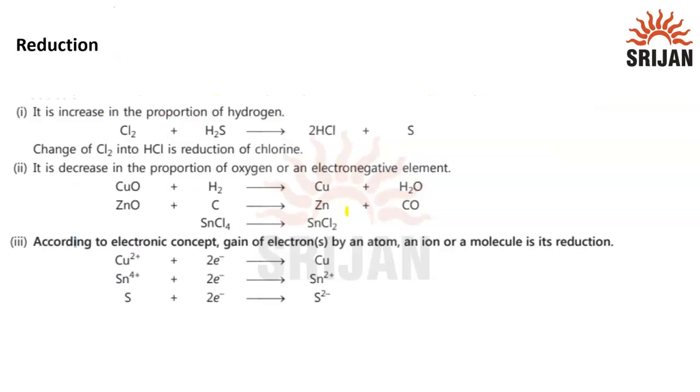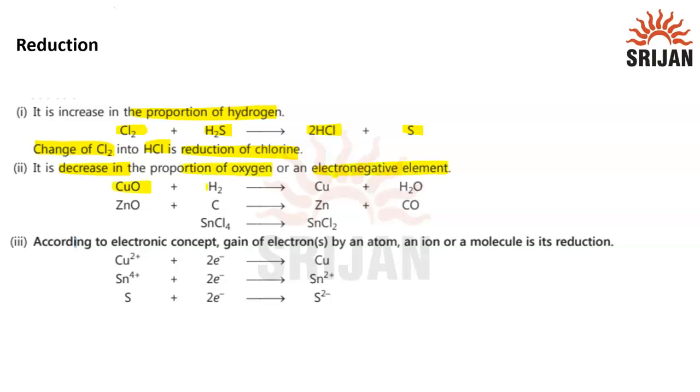Reduction. So it is simply increasing the proportion of hydrogen. Cl2 on reacting with H2S will give us HCl plus sulfur. Now we will see that chlorine was alone on the reactant side, but on the product side it has one hydrogen atom. So we will say that addition of hydrogen or increase in the proportion of hydrogen in chlorine is the reduction of chlorine.